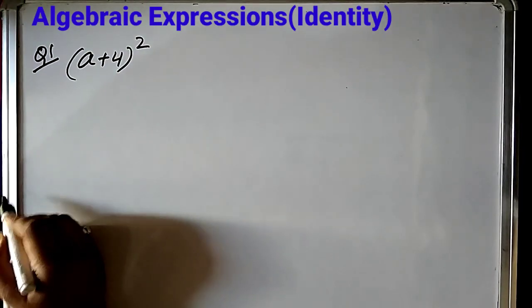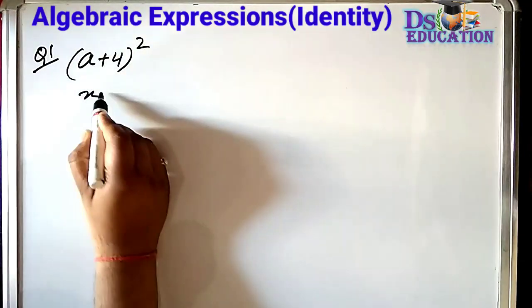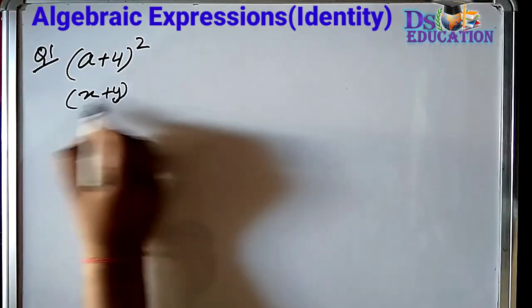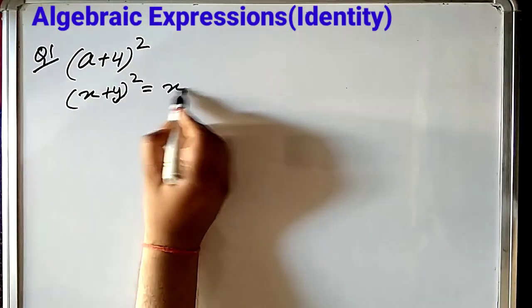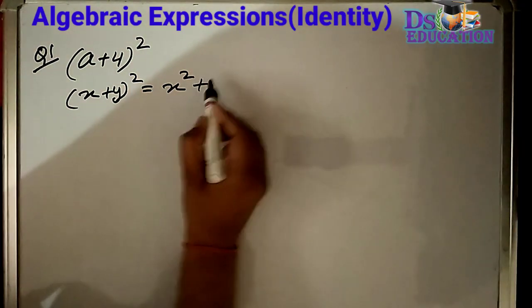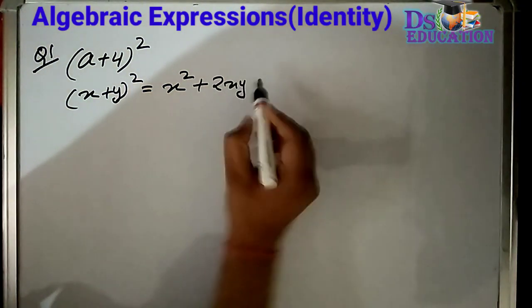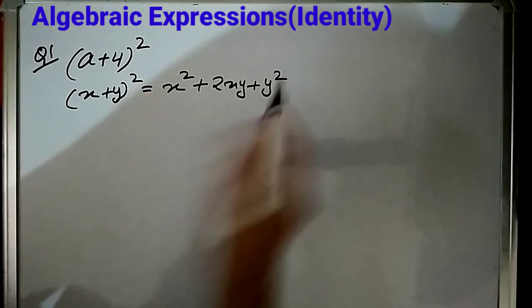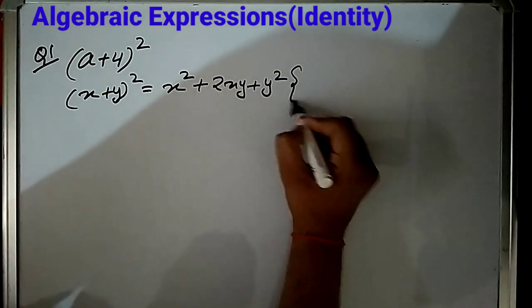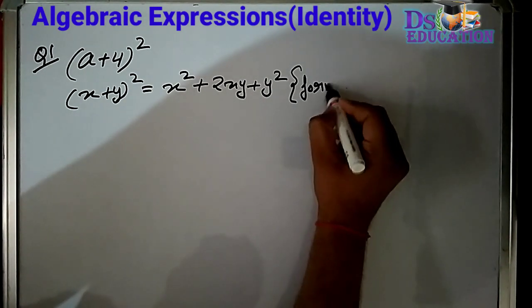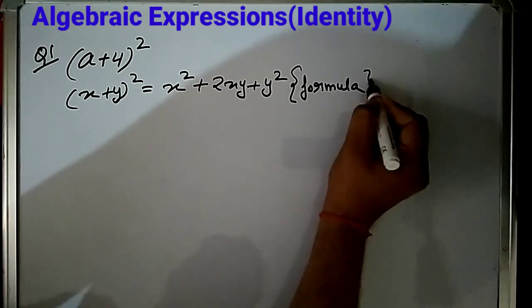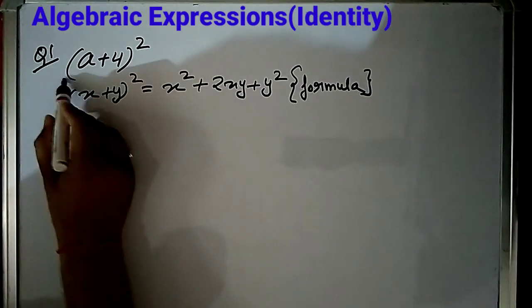Now what we will do is apply a formula that we know: (x + y) whole square is equal to x square plus 2xy plus y square. This is the formula. You can write it over here also. Now applying the same thing in this.